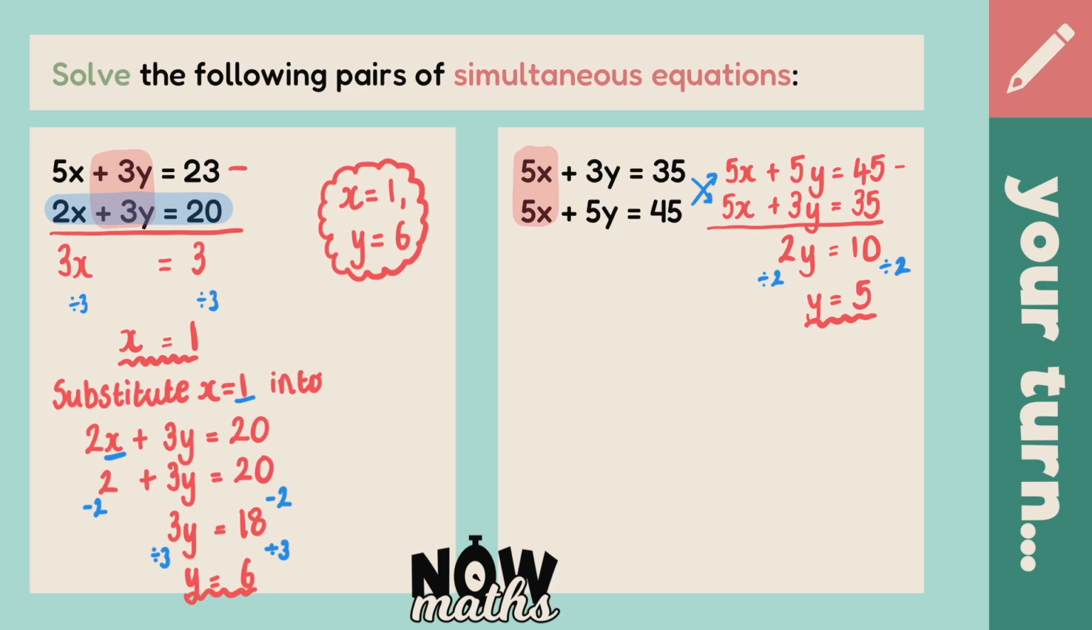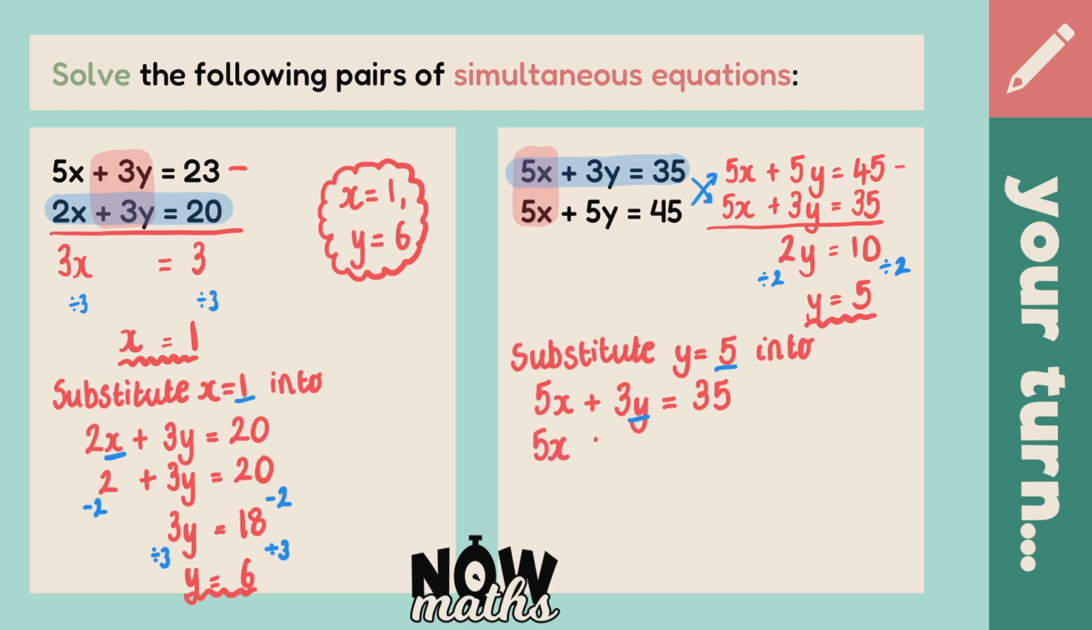We're now going to substitute this value of y equals 5 into either of the equations we started with. Given that the top equation has smaller numbers, I would choose to substitute into this one. So we would write that we're going to substitute y equals 5 into 5x add 3y equals 35. And when we substitute y for 5, we end up with 5x add 3y would become 3 multiplied by 5, which is 15, equals 35.